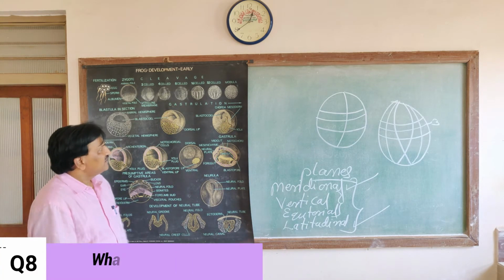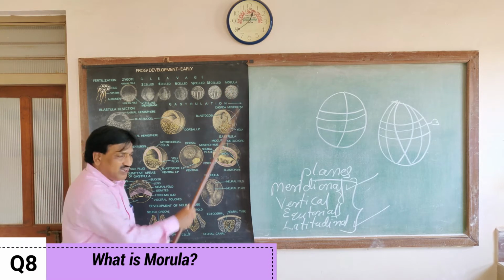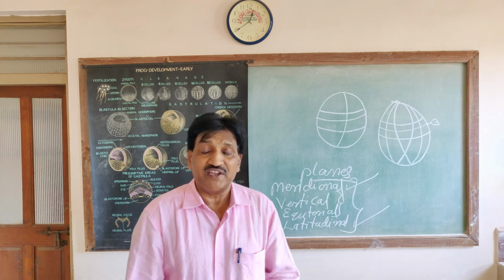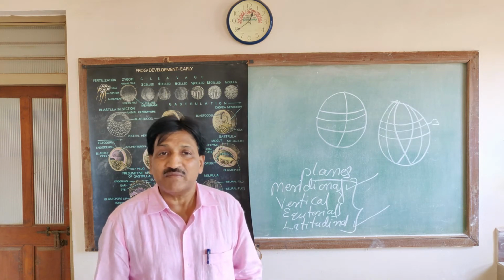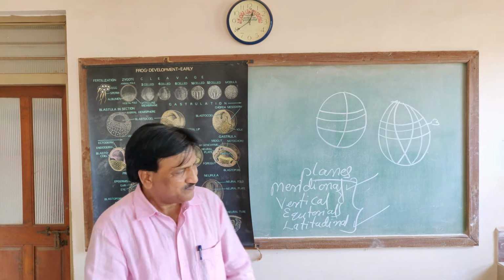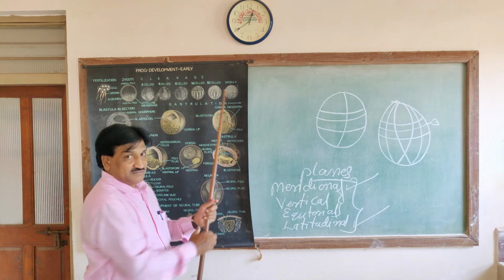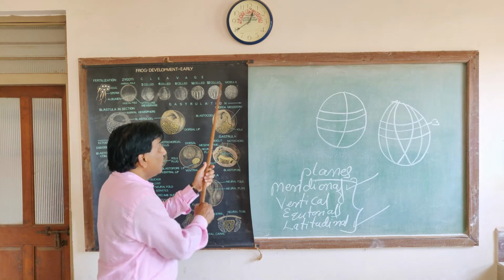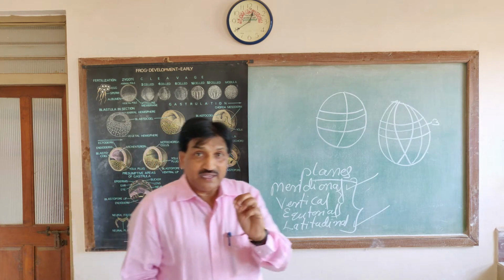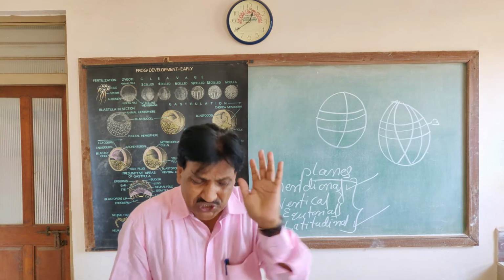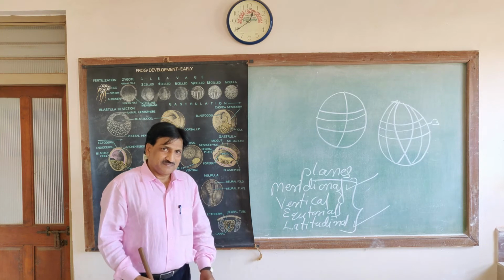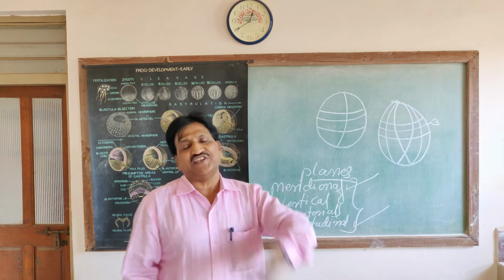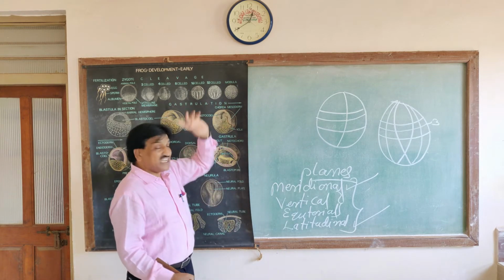Okay, my dear friend, there is something called the morula. Sir, is there a morula stage in the case of frog? No, my dear, it generally occurs in mammals, but I will tell you what a morula is. It is not there in frog embryology. Morula is a solid, mulberry-like structure derived from the cleavage.